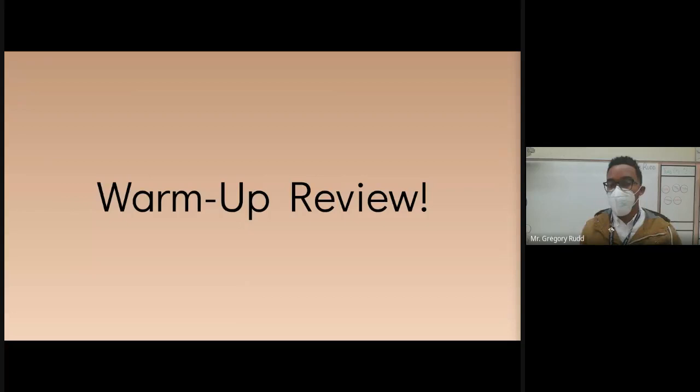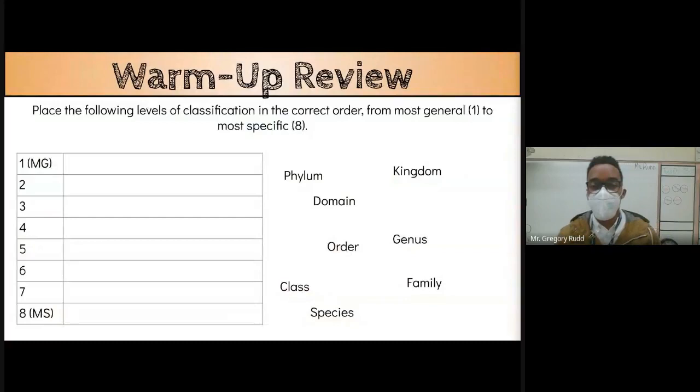First, I want to talk about the warm-up, though. And I saw most of you did look like you did do the warm-up, so that's good. The first question asks you to place the levels of classification in the correct order. And this was something we talked about yesterday. So we want to go from most general to most specific. That's what MG and MS stand for. So what's the most general level? Domain, good.